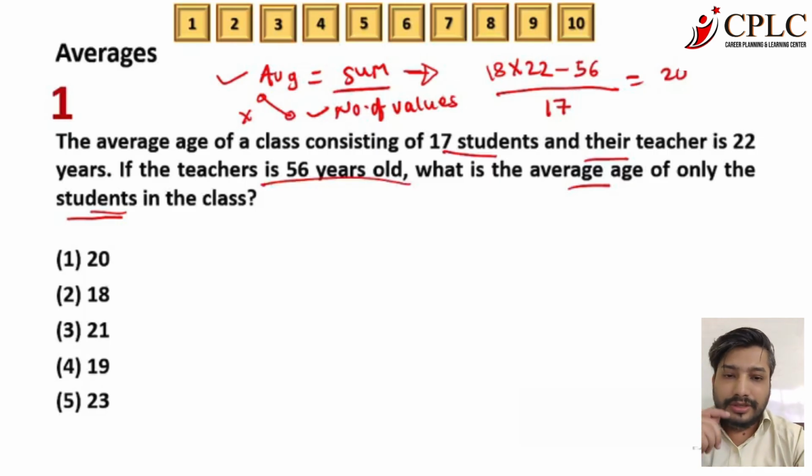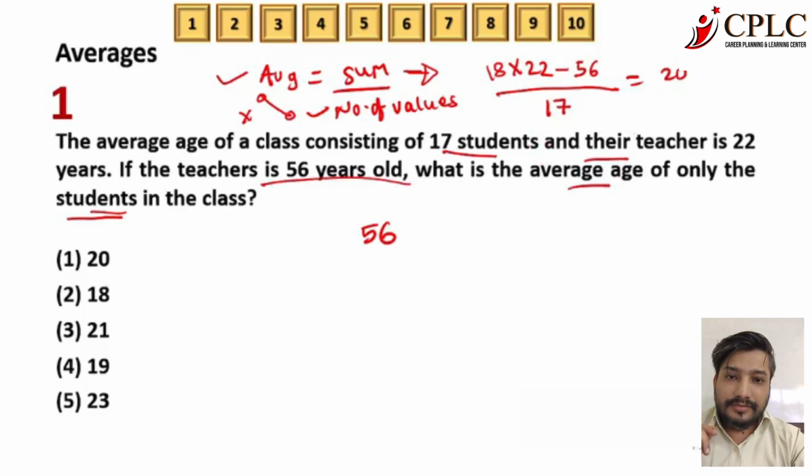Now how do we use this? So here, if you remember the question, we are supposed to take the average of only the students in the class. So that means we are supposed to get rid of the teacher from the group. Now try and think about it. If the teacher would also have been only 22 years old, which is your current average, and if you remove that, obviously the average wouldn't have changed. It would have remained the same, which is 22 itself.